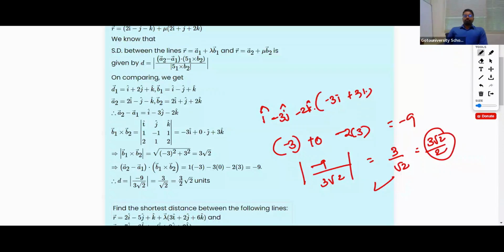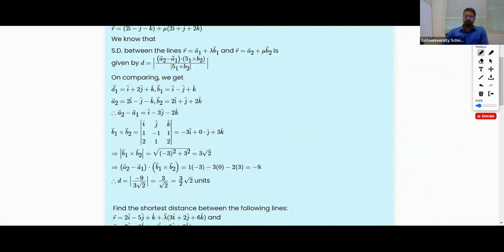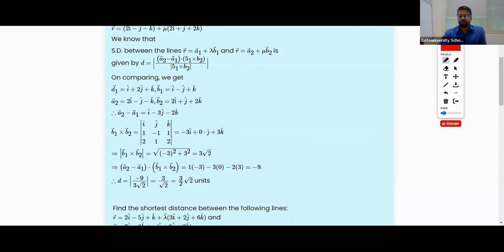Right? So this is how we find the distance between two lines in three-dimensional space. It may be too much for you if you don't understand the basics. So please focus on the basics. That basic is coming from vector algebra.